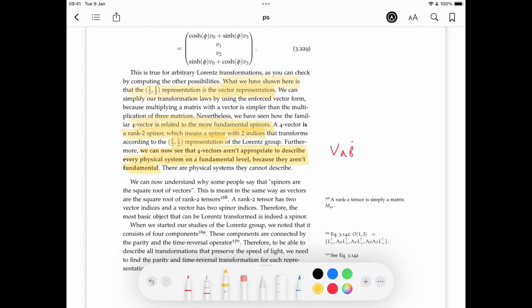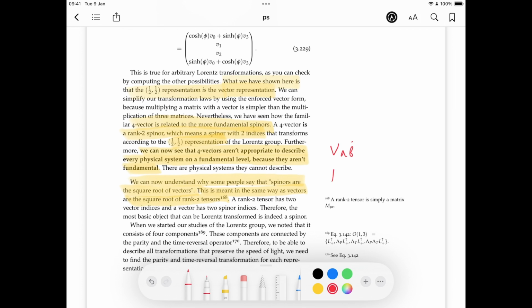And that's the answer Jacob gives us to the question why spinors are the square roots of vectors. So it's the same way as vectors are the square root of rank 2 tensors. It's the same way to say, at least he thinks so. So I guess that's his personal answer in this case.